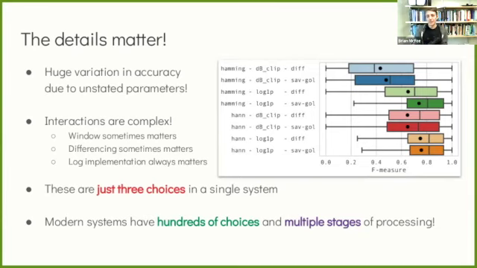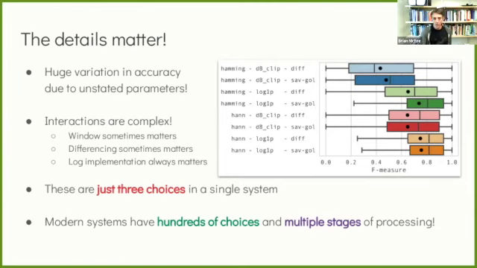And they don't matter independently, they matter as combinations. Some things that matter in one combination cease to matter in others. Like the choice of window, Hamming versus Hann, sometimes matters, sometimes doesn't, depending on the other choices. Likewise, the choice in the differencing. The one robust effect that I saw here was that the actual implementation of log scaling really matters for this particular problem.